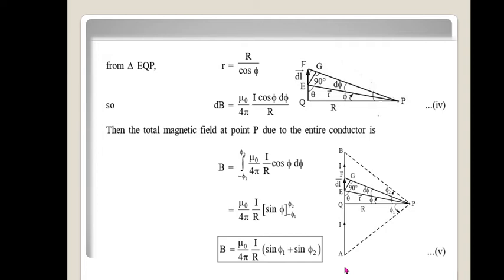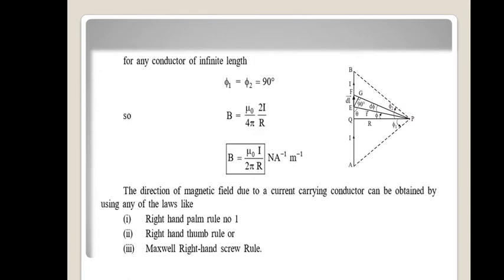Okay, and now in this expression, it's very important, we will get the cases here. How we will get the cases: simply look here. Now what I will consider is any conductor of infinite length.